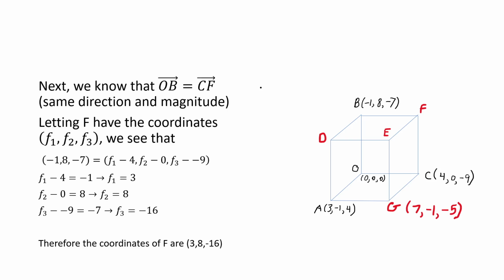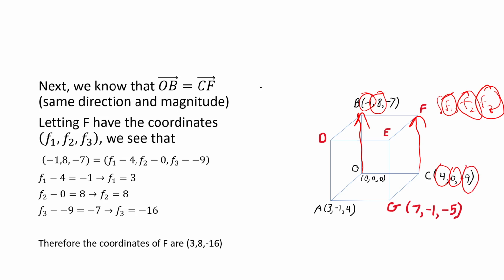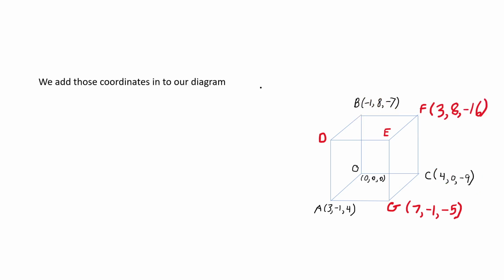And so now let's think of F as having the coordinates F1, F2, F3. And if we do that, then we see that 1, 8, negative 7, which is OB, will have to be equal to CF. So F1 minus 4 will have to equal negative 1, and F2 minus 0 will have to equal 8, and F3 minus negative 9 will have to equal negative 17. Putting all that thinking together, we see F1, F2, F3 will ultimately be 3, 8, negative 16. We'll add those coordinates in.